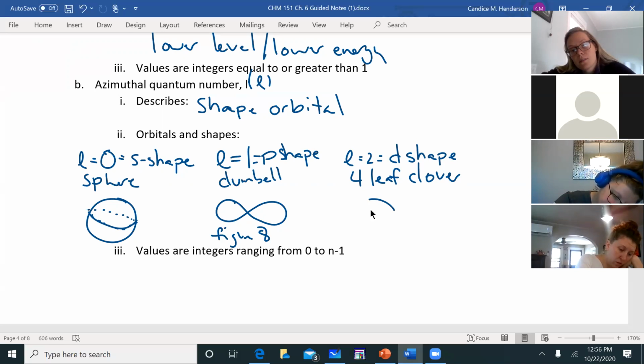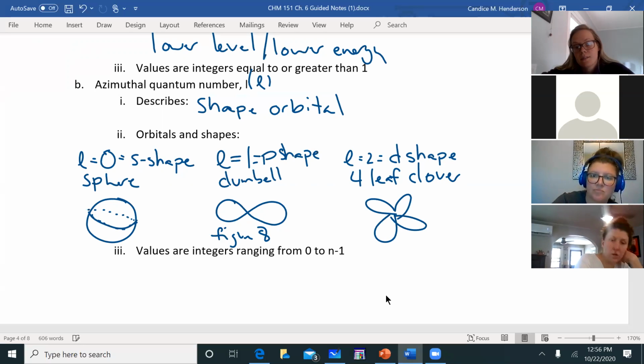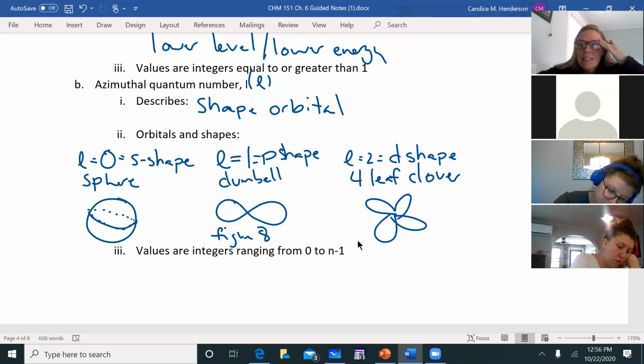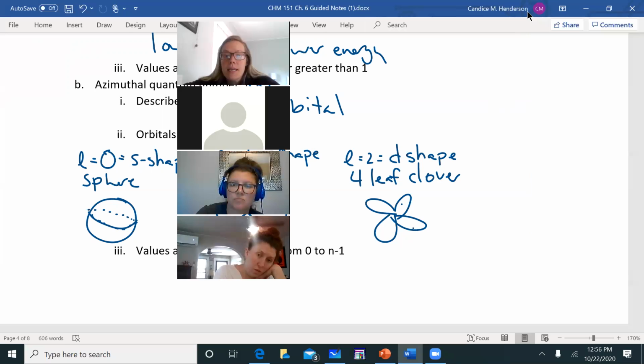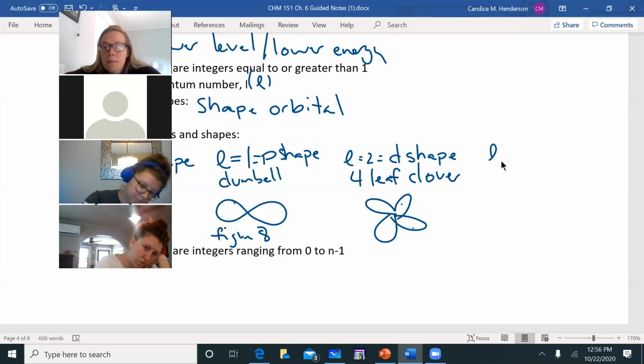And it looks sort of like this. Again, this is not what the electrons look like. This is a 3-dimensional area or cloud where we think the electron may be hanging out. If your L happens to be a 3, you are an F shape.